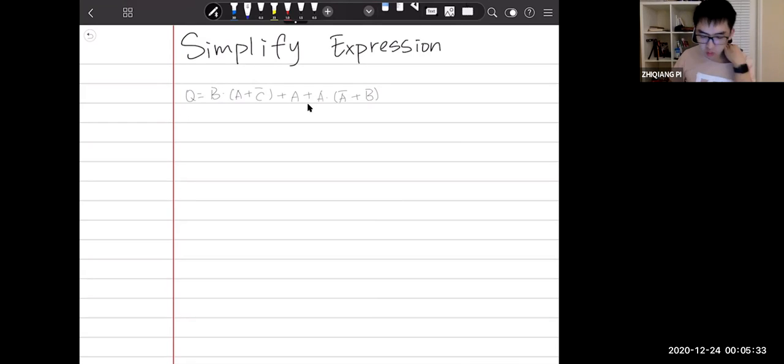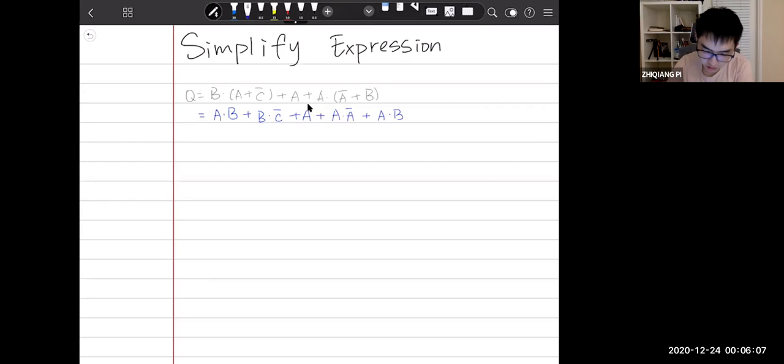So let's get started. What can we do? Let's try expanding first using the associative, no, the distributive law. So this gives us A and B, or B and not C, or A, or using the distributive law again, we get A and not A, or A and B.